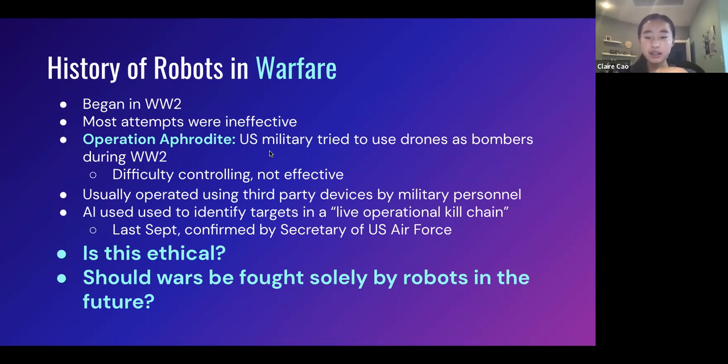Okay. Last September, AI was used to identify targets in a live operational kill chain. This was also confirmed last September by the Secretary of the US Air Force, so it's legit. Basically, AI was used to identify human targets to kill them in one of their military operations. This was less than a year ago. So clearly AI, whether we like it or not, is already being implemented in military operations.